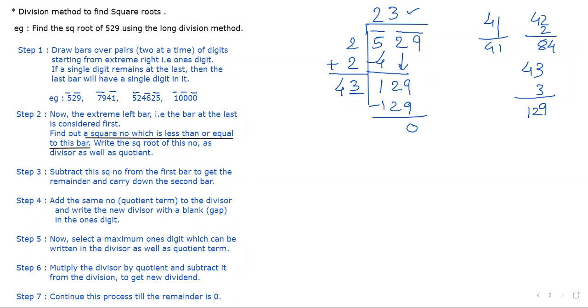Yes. It means 23 becomes the square root. Suppose here the remainder wouldn't have been 0. Then what to do? Suppose there was one more number, two more numbers. We'll carry down the next bar. That we will discuss later on. But here 43 was allowed.